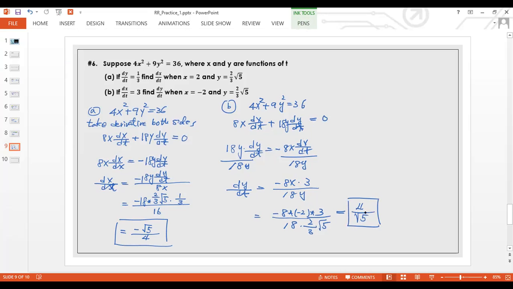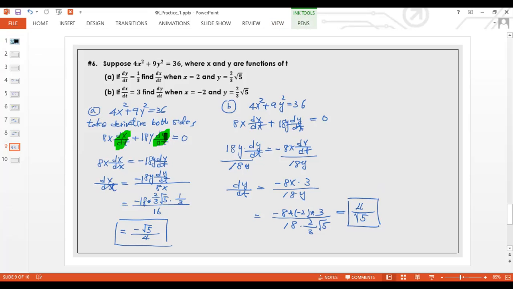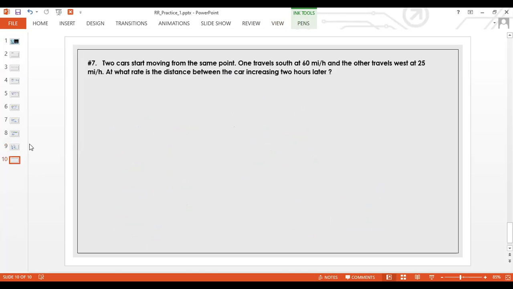So this one is pretty mechanical, right? When you take the derivative of x and y, don't forget you are taking the derivative with respect to t. So you always need to have a d: dx/dt, dy/dt. They solve each other. Okay, now let's take a look at our last one here.